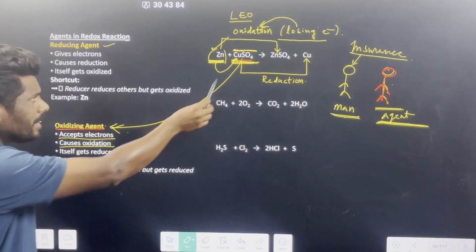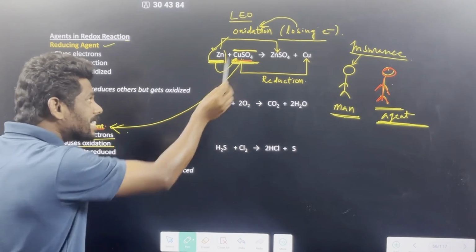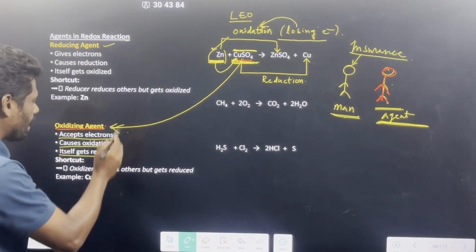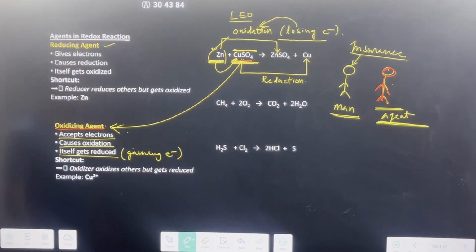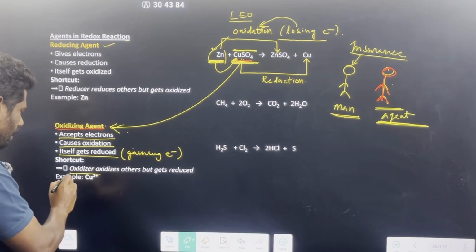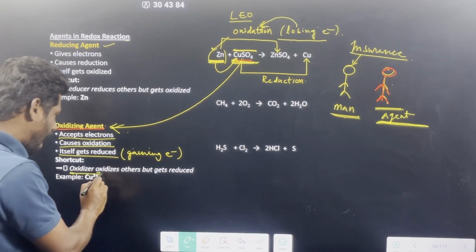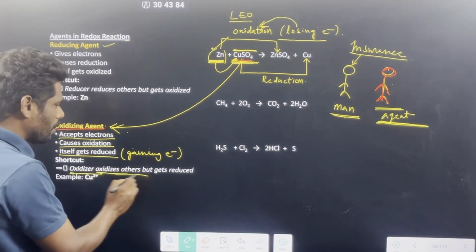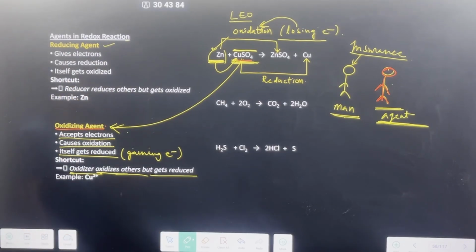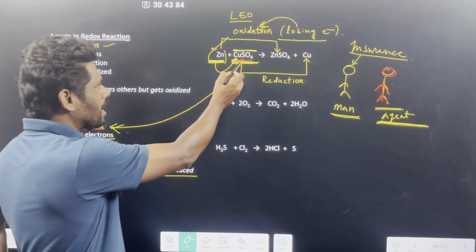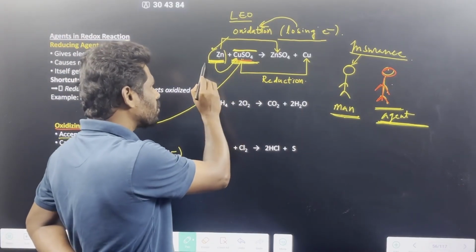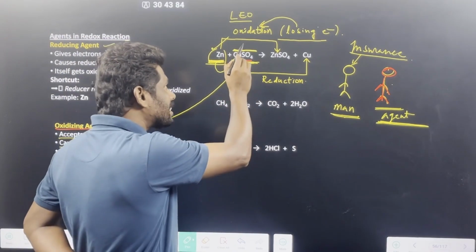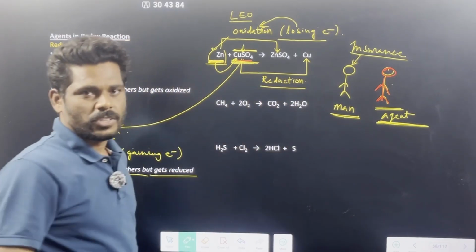But when you look at the oxidizing agent itself, it undergoes reduction. Why? Because it is gaining the electrons. So in a simple way, an oxidizing agent oxidizes others but gets reduced. Simple shortcut. So here copper sulfate is the oxidizing agent. It is facilitating the oxidation of zinc, but itself it undergoes reduction.